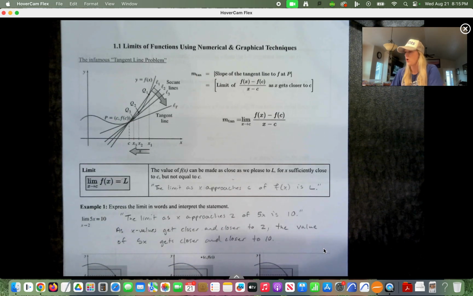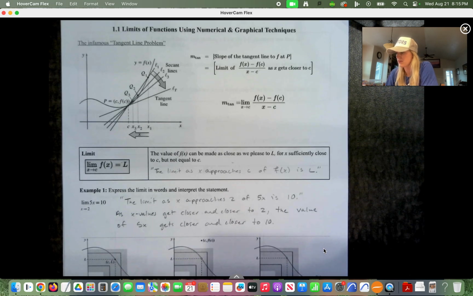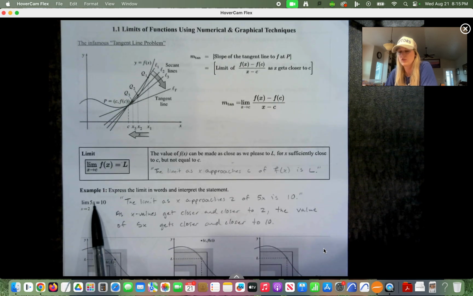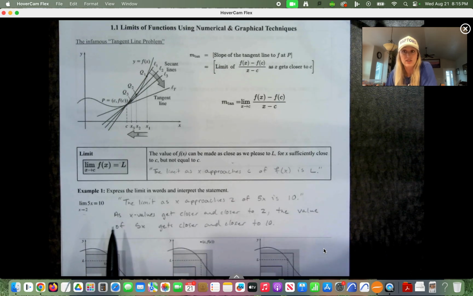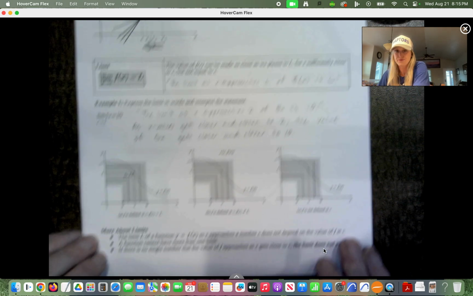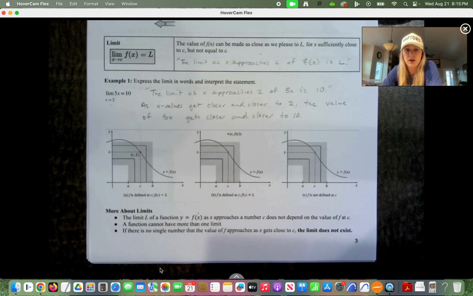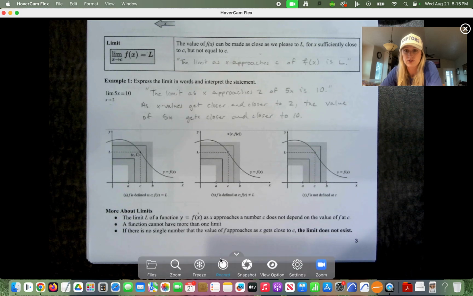Okay, some of you might be saying, well, what if I just put in 2 for x? I would get 10. So that kind of makes sense. We are going to actually use that quite a bit, but there's something really important for you to know: it does not always work. So we're going to look at a couple of examples here. Okay, and I'm going to zoom in just a little bit.